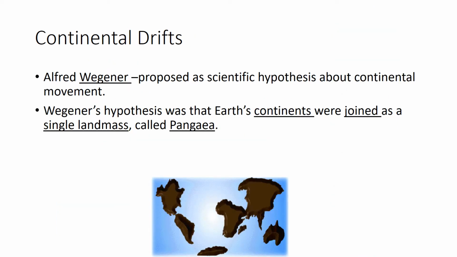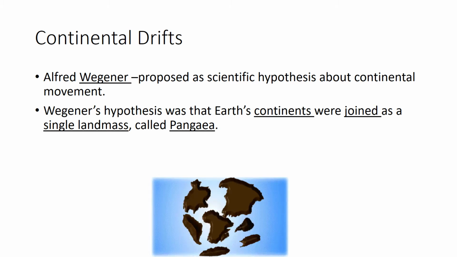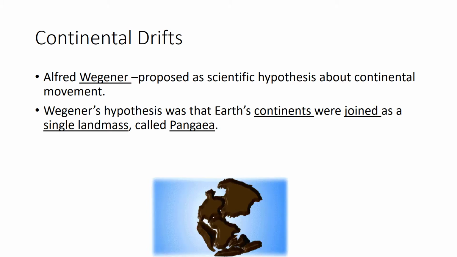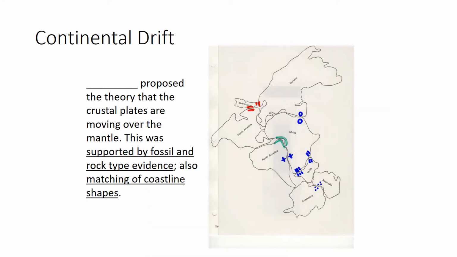So who really figured this out? Alfred Wegener proposed the scientific hypothesis about continental movement, and what he did is he essentially looked at the Earth as a puzzle, and he believed that Earth's continents were once joined as a single landmass, and he called this Pangea. So let's ask this question. Who proposed the theory? And he supported this theory using fossil and rock evidence from matching coastlines and by lining up the shapes. And that would be Wegener.